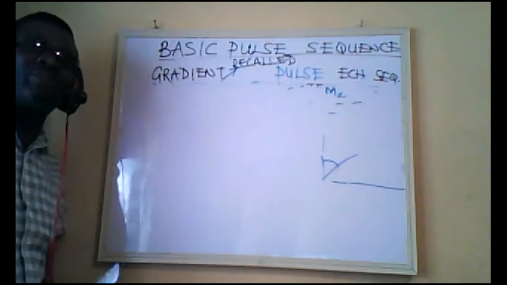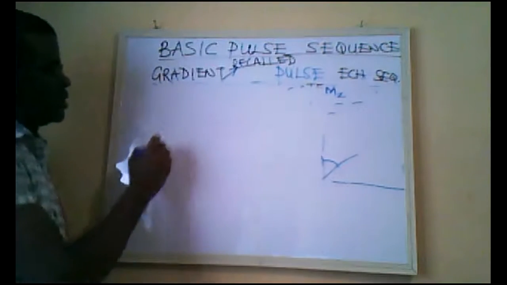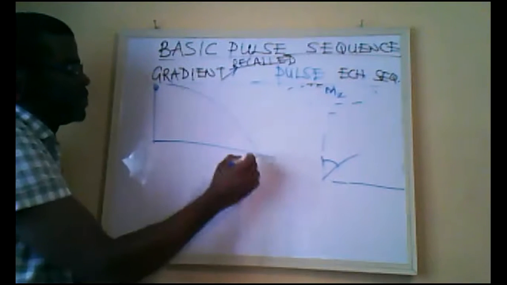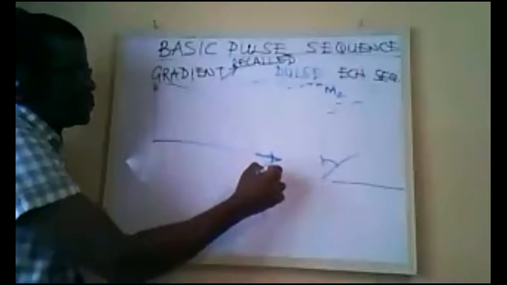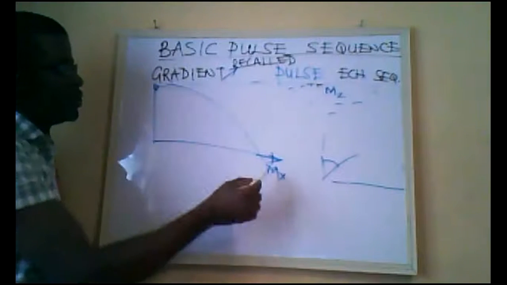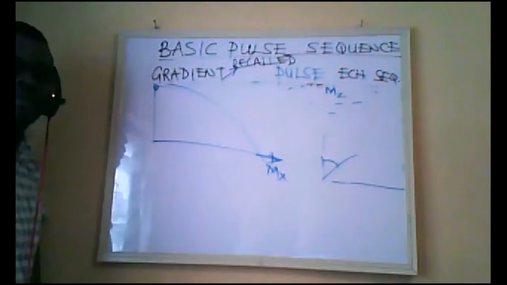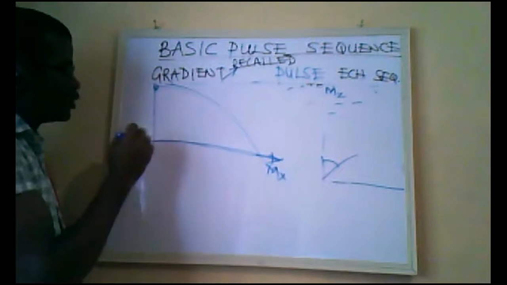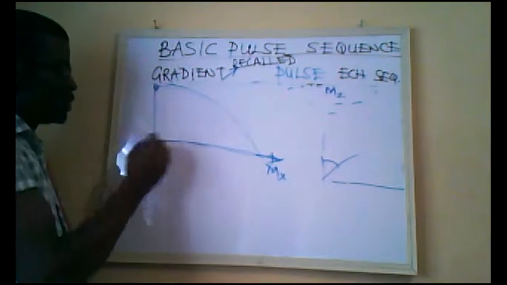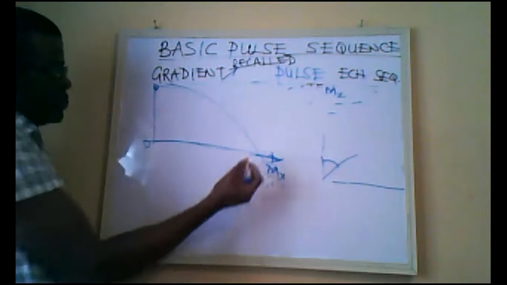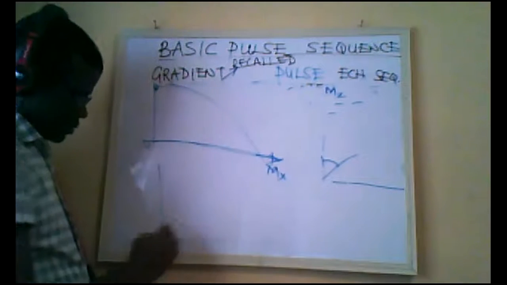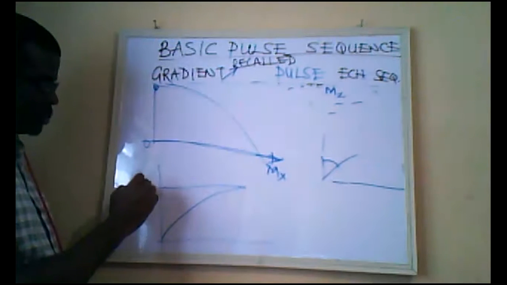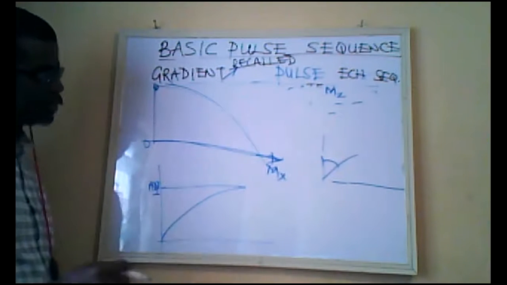What do I mean? I need to change this slightly. We have a 90 degree pulse. If I apply a 90 degree pulse, it is going to knock down the longitudinal magnetization into the transverse plane. So after the application of the RF pulse, the longitudinal magnetization will be zero. It will take time to get to its maximum, 100%.